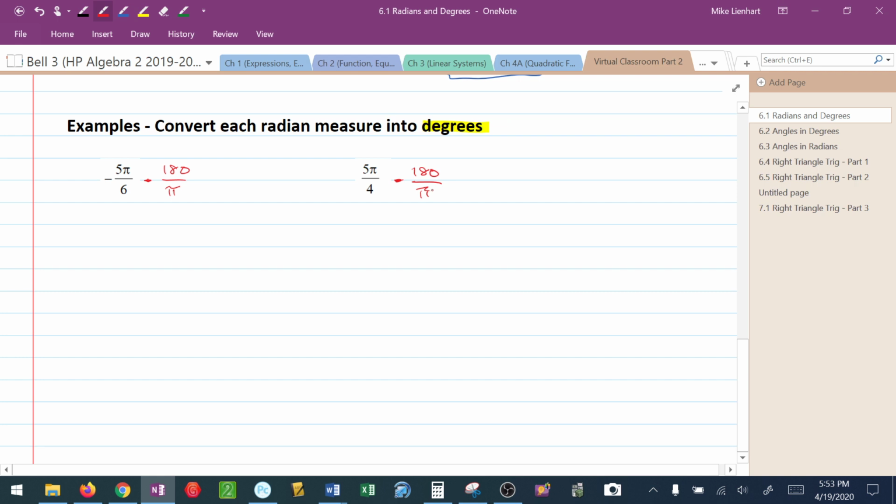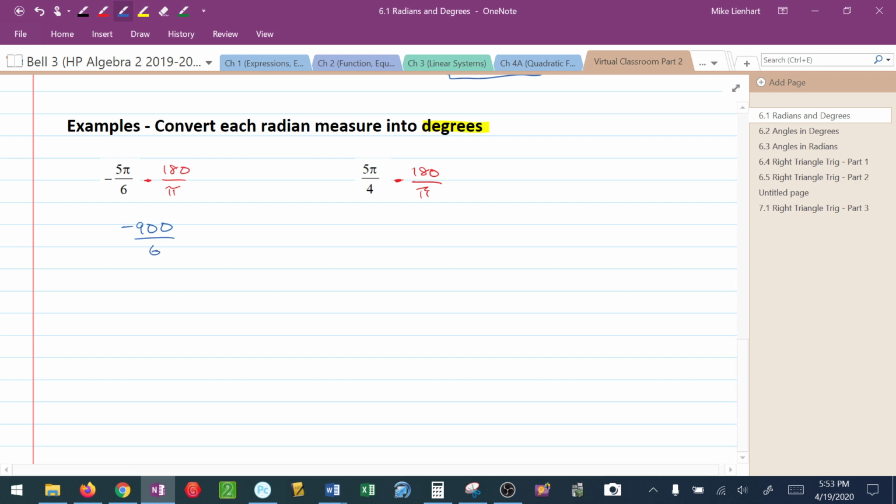Now, here's kind of the trick. It doesn't work 100% of the time. However, we've never seen pi as part of a degree measure. So really what I'm looking to do here is cancel the pi's out. That's how I keep it straight in my head, whether to multiply by 180 over pi or pi over 180. If I multiply a radian measure by 180 over pi, the pi's cancel out. So when I do that, I have negative 5 times 180, which would be negative 900 over 6 degrees. The pi's, again, canceled out.